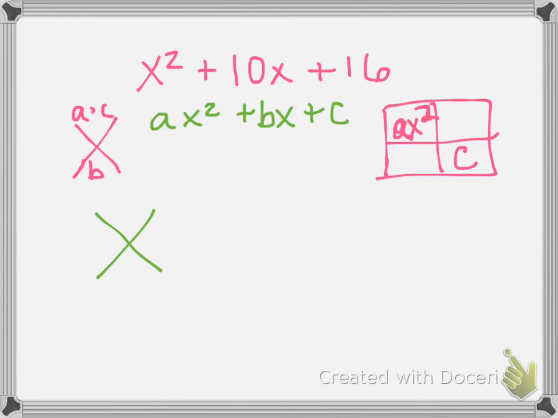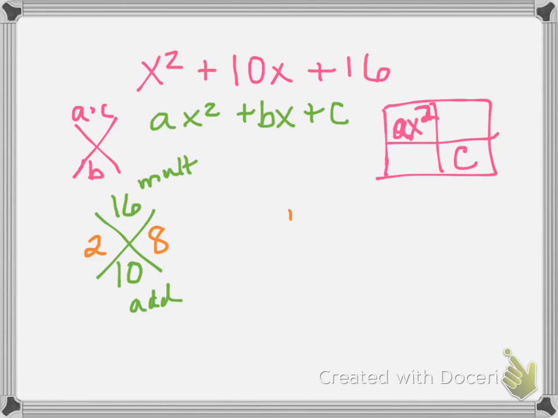All right, so in this example, A is 1, C is 16. So A times C is 16, and I put that up here. And our B is 10, I put that here. So we're looking for two numbers that multiply to be 16 and add up to be 10. That's right, 2 and 8.